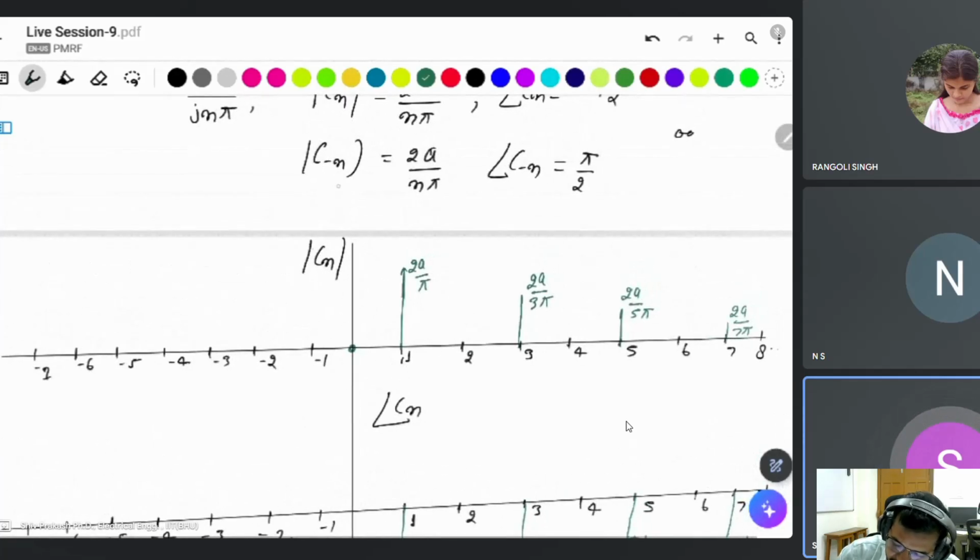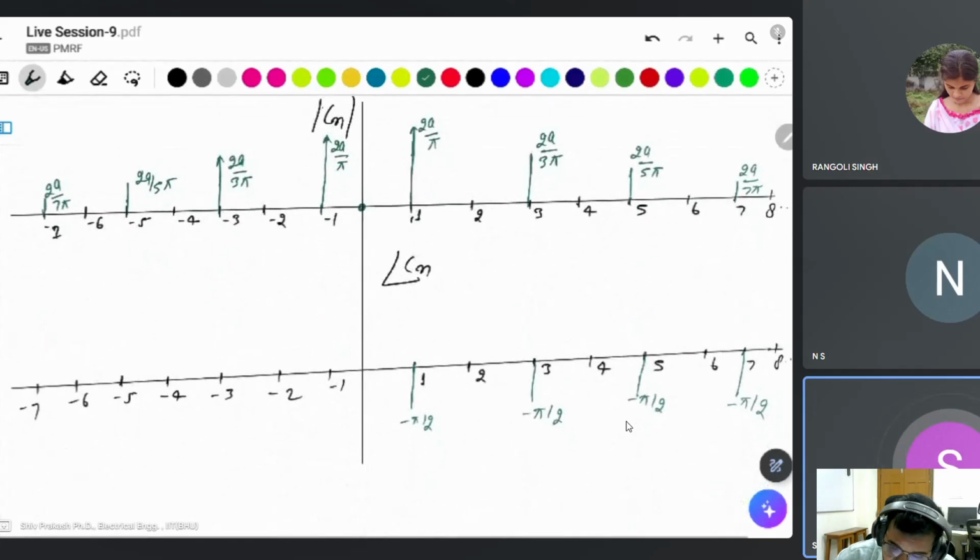The negative Cn is also the same for this function: 2a by pi, 2a by 3 pi, 2a by 5 pi, 2a by 7 pi. The angle of these is positive: pi by 2, pi by 2, pi by 2.